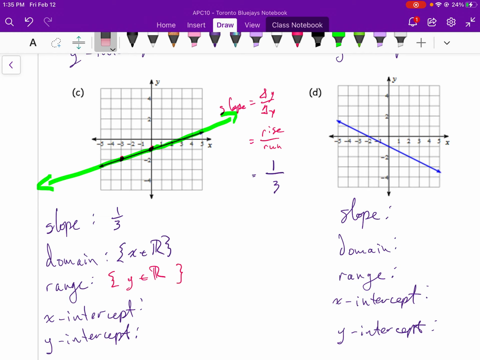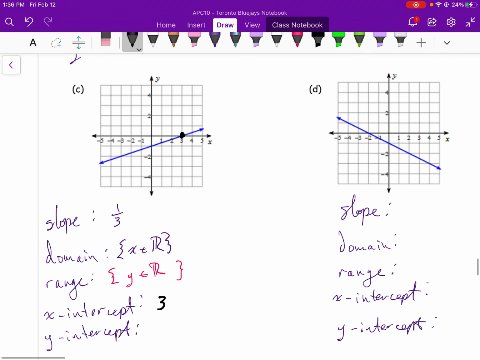And the reason for that is because my y coordinate can continue to go up as I go really far off the graph. It'll go way up. And similarly, it goes way down on the other side, right? So my range is y is an element of the reals. That is, y can be anything. My x-intercept here is going to be 3. My y-intercept is going to be -1.